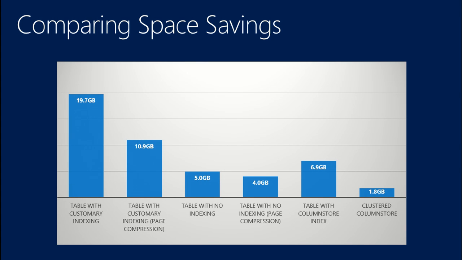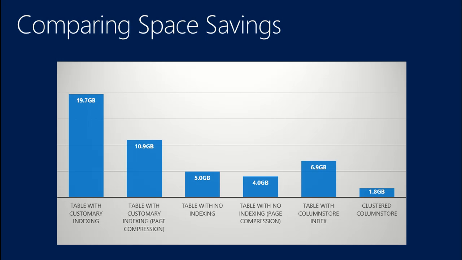So that's fairly typical in a data warehouse workload. That's probably even fewer indexes than what you see in a lot of other data warehouses. That took up 20 gigabytes of space. If I take that same table and add page compression to it, that reduces it by about half, which is pretty good.